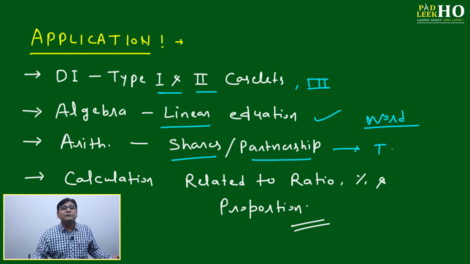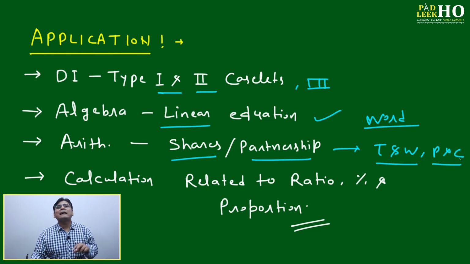Or like time and work, pipe and cistern. These all totally depend on your fraction concept. In time and work, you always have to add 2-3 fractions, or you have to take the reverse. In pipe and cistern also, just one pipe is filling at the rate of 10 liters per second. Then how many seconds will it take to fill a tank of 100 liters? These are all just fractions. Everything will be fraction.